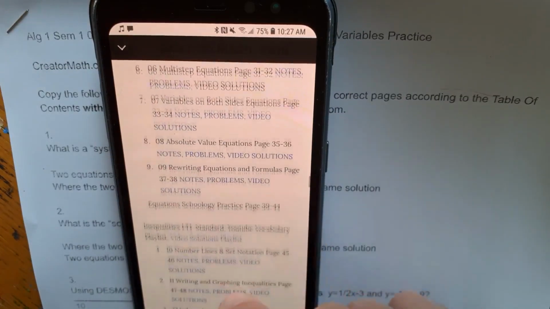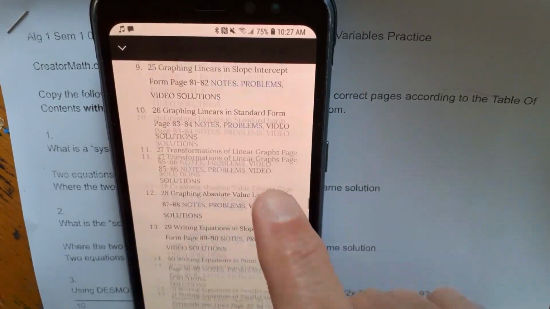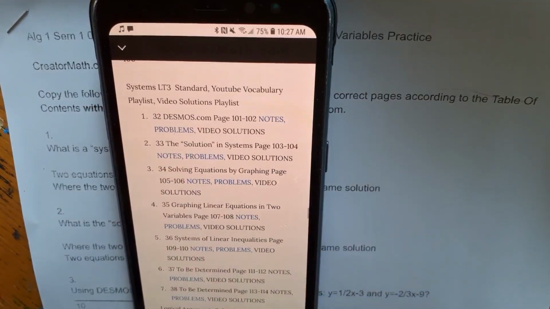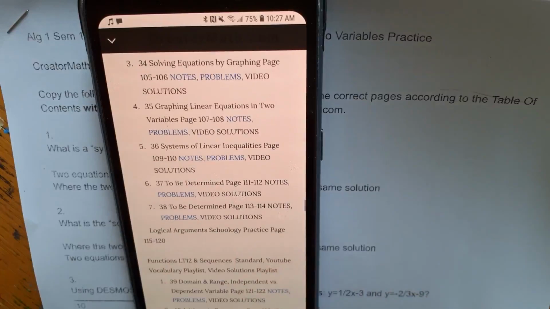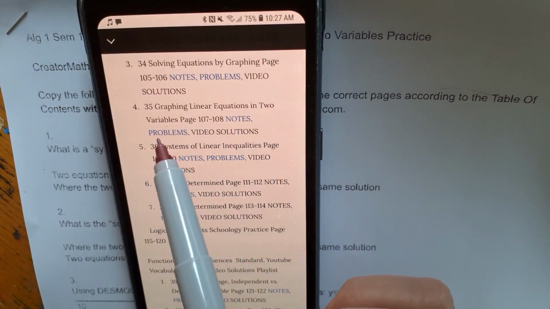So next we're going to find the unit that we're looking at for this video. So here we are in Systems. In Systems, this is the 4th lesson down. So these are each lessons. Here's the 4th lesson. It's called Graphing Linear Equations in Two Variables.